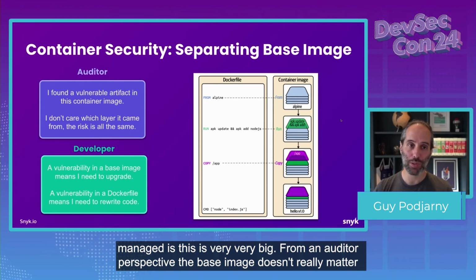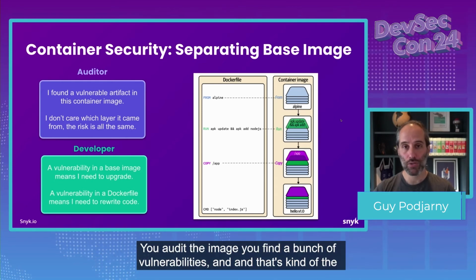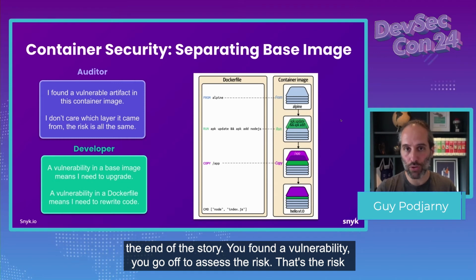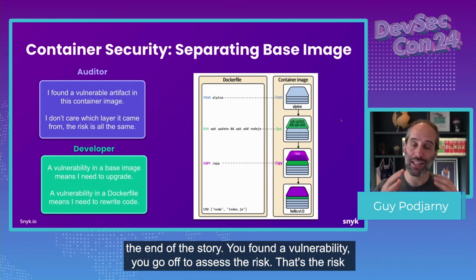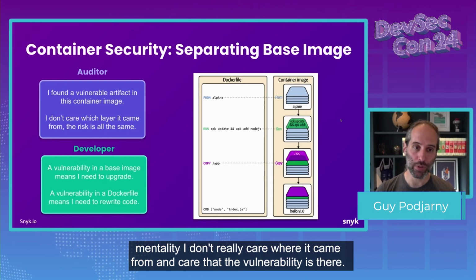From an auditor perspective, the base image doesn't really matter. You have a container image, it has a bunch of files in it. Some of those are vulnerable artifacts. You audit the image, you find a bunch of vulnerabilities, and that's the end of the story. You found a vulnerability, you go off to assess the risk. That's the risk mentality. I don't really care where it came from. I care that the vulnerability is there.